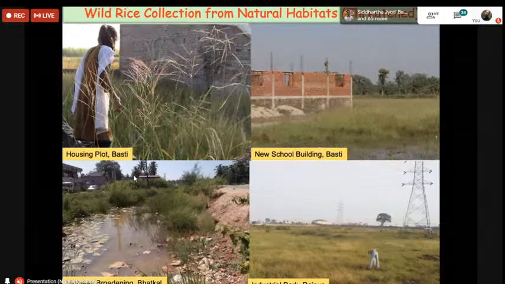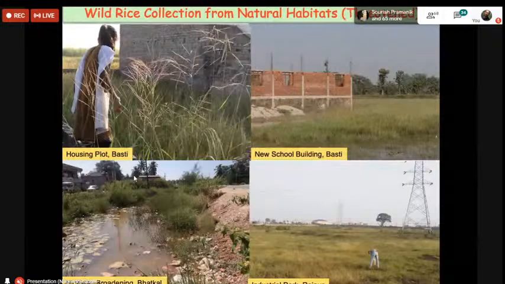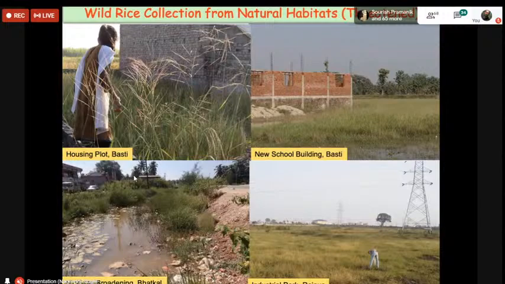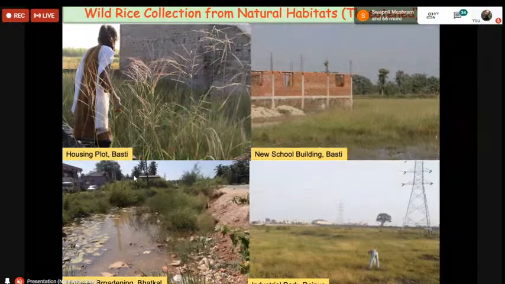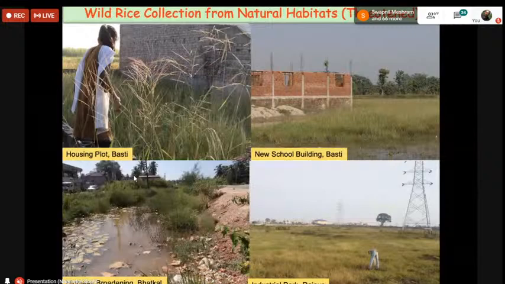And then the other is the development: some school building is coming up, some industrial park, this has been earmarked by the Chhattisgarh government in New Raipur. Then you have the broadening of roads. I showed you the roadside is one of the major habitats, but when the road is broadened, this habitat is finished. So the wild rice also finishes along with that. So development is enemy number one.